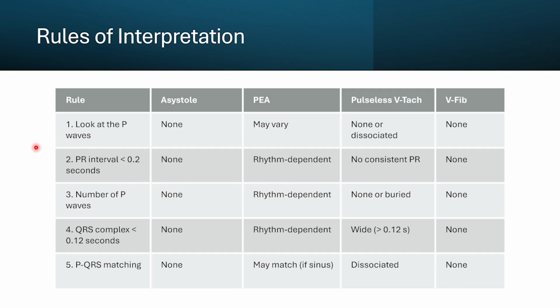Here's just a quick little table, if you guys are interested. You can see that for asystole, for looking at the P waves, there are no P waves. PR interval, there's none. The QRS complex, there's none. The PQRS matching, there's none. And we can see here for the PEA, it may vary, it's rhythm dependent. For pulseless V-tach, there are no P waves or it's dissociated. There's no consistent PR interval. Again, no P waves, or if there are, they're buried beneath it. It's wide, greater than 0.12 seconds, and the PQRS matching is dissociated. For VFib, none of these match up at all.